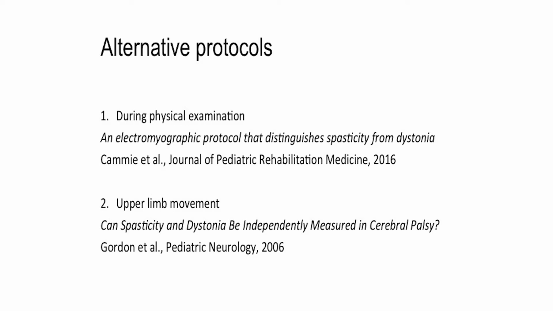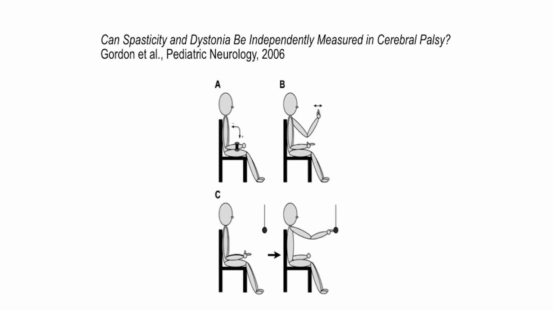The second protocol that I liked a lot uses upper limb movement. It's published by Gordon et al. in 2006, and it was titled Can Spasticity and Dystonia be Independently Measured in Cerebral Palsy? So these are the schematics for the protocols. The dystonia is measured from pictures B and C.